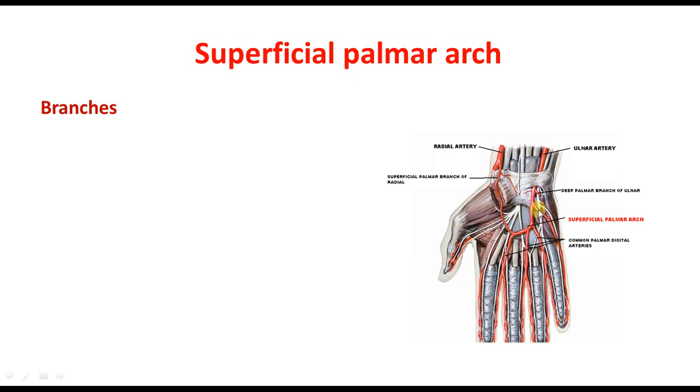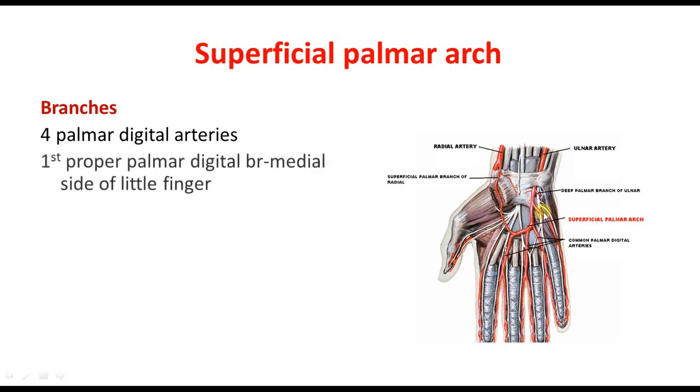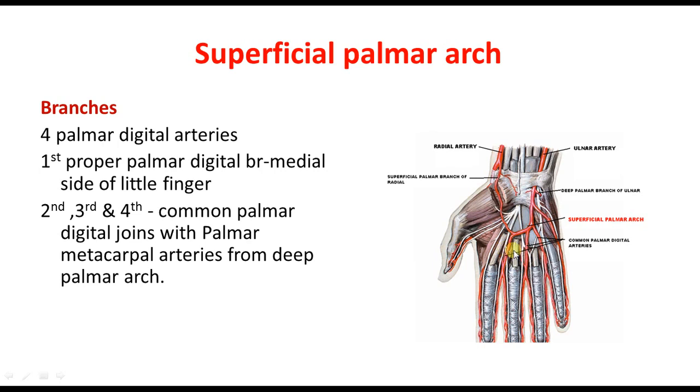First it gives one proper palmar digital artery. So totally there are four palmar digital arteries, of which the first one is one proper palmar digital artery to the ulnar side, or medial side, of the little finger. Then there are three common palmar digital arteries to the second, third and fourth interdigital spaces.